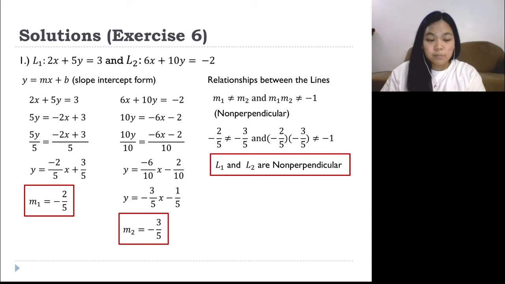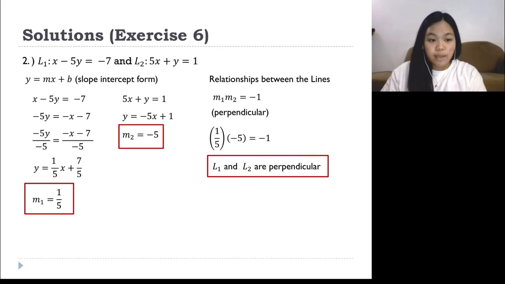Since it can still be simplified, we can now have y equals negative 3 over 5x minus 1 over 5. And our second slope is negative 3 over 5. Next, to determine their relationship, two lines are said to be non-perpendicular if their slopes are not equal and their product is not equal to negative 1. So the relationship between these lines is non-perpendicular, since their slopes are not equal to one another and their product is not equal to negative 1.